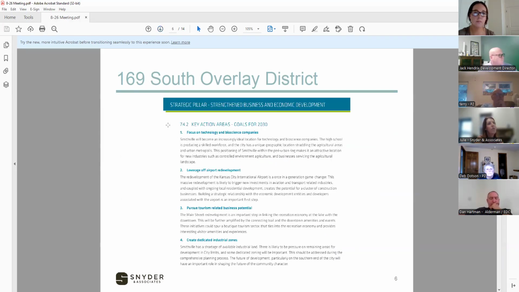And then these are some strategic, you did a lot of visioning. They had key actions for different areas in the comp plan. And these were some key action areas, and all four of these kind of speak to this area of Smithville in the overlay zoning district, what we're trying to do with it: focus on technology and bioscience, leverage the airport, pursue tourism-related business potential. Maybe not so much that one, but if you're really going for flex space, and depending on what your residential looks like, you could connect into that one as well.